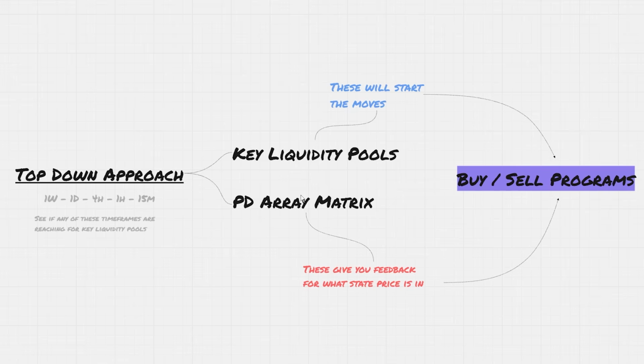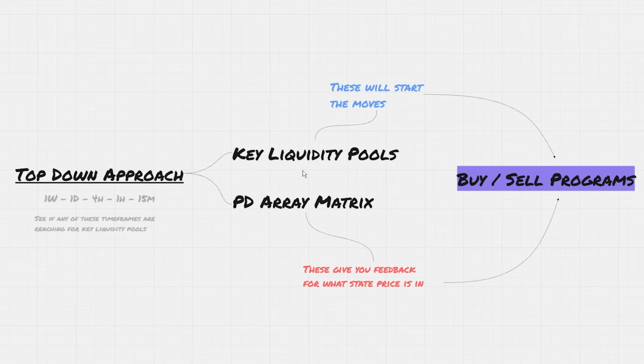And the PD array matrix, these give you feedback for what state price is in. When we combine both key levels and the PD array matrix for order flow purposes, we can get a great idea of price being in a buy or sell program. A buy or a sell program is simply, okay, in a buy program, price is going to be respecting bullish PD arrays. It's going to be targeting buy stops. In a sell program, it's going to be targeting sell stops, and bearish PD arrays are going to be respected.